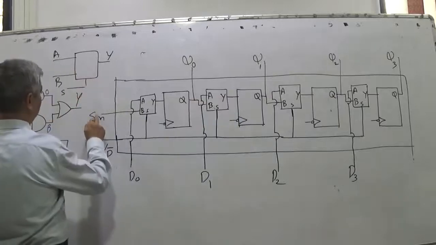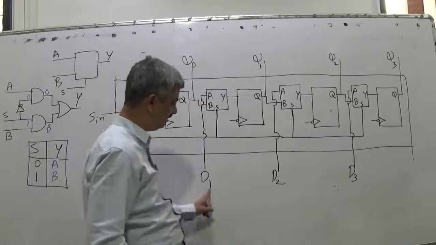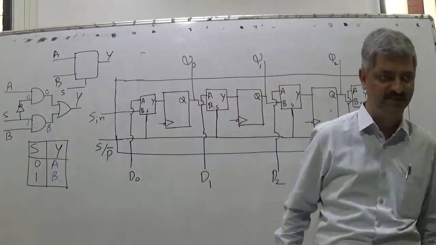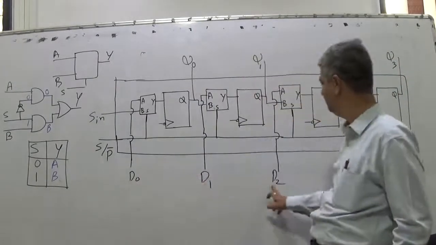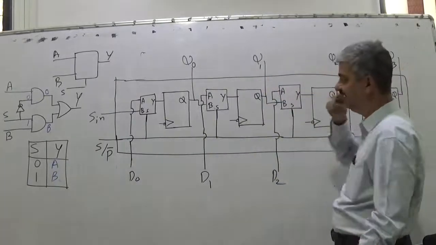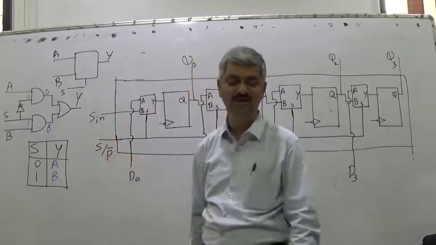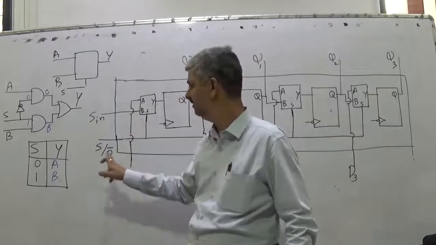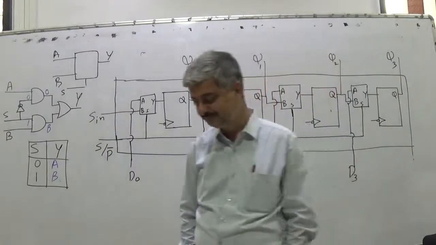So what is this shift register having? 4 parallel in. It's a 4-bit shift register. It is having 4 parallel inputs: D0, D1, D2, D3. It is having 4 outputs: Q0, Q1, Q2, Q3. It is having one serial input, S in, and it is having a mode called as serial/parallel bar, S/P bar.